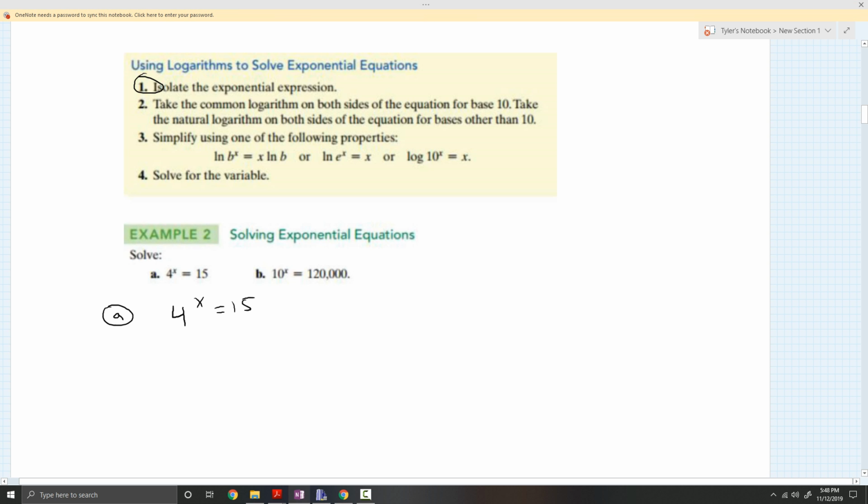Once we have it in that form, what we can do is take the log of both sides, and this remains an equivalent expression. Now I can use that power rule and pull that exponent out front. So what we would get on the left-hand side is x times the natural log of 4 equals the natural log of 15.